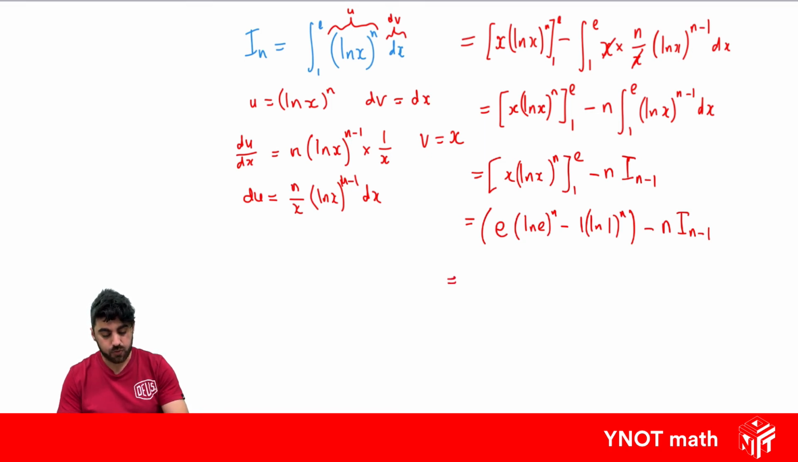ln e is just 1 and 1 to the n is 1, so we're just left with e, and ln 1 is 0, so that's all gone. So we've just got e minus n I_(n-1). So we get I_n equals e minus n I_(n-1).